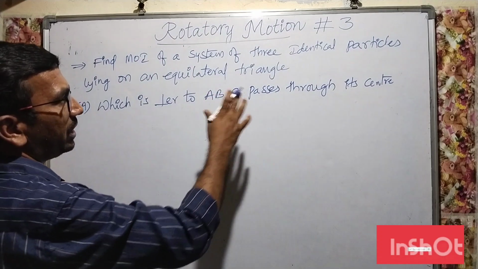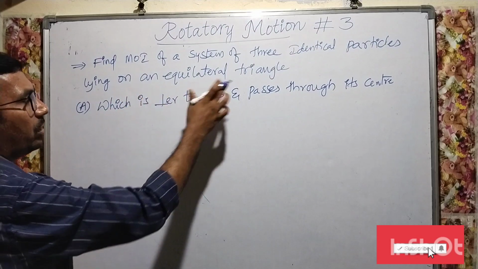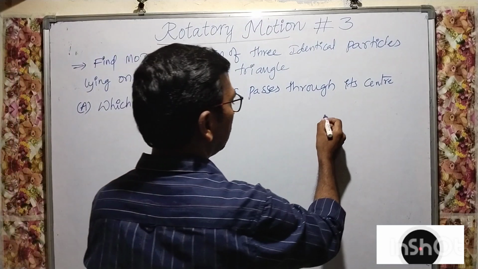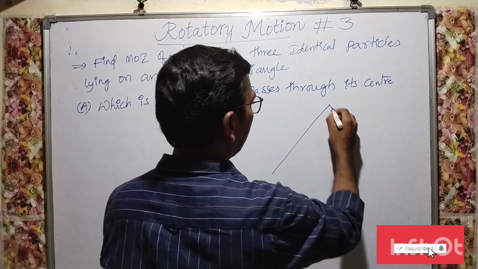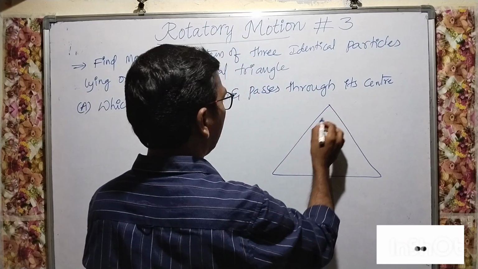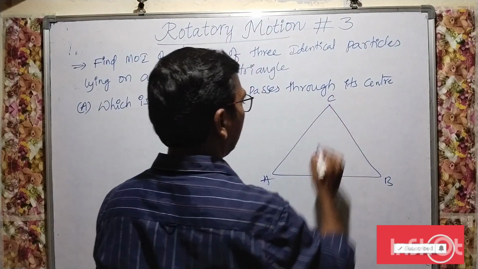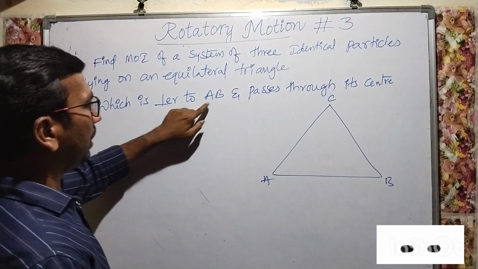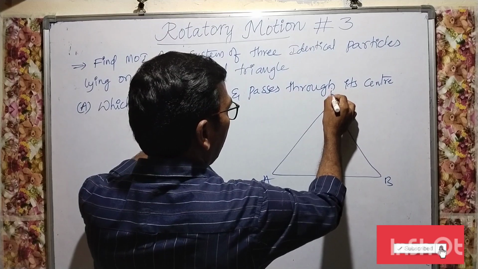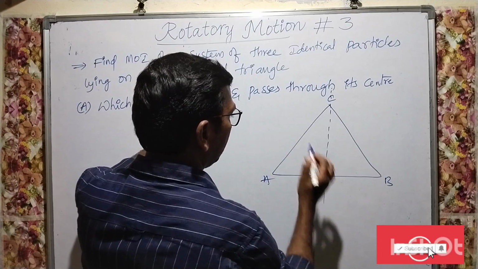Find the MOI of a system of three identical particles lying on an equilateral triangle, about an axis which is perpendicular to AB and passes through its center. So I will consider an equilateral triangle. This is point A, this one is B, this one is C. The axis is perpendicular to AB and passes through its center.